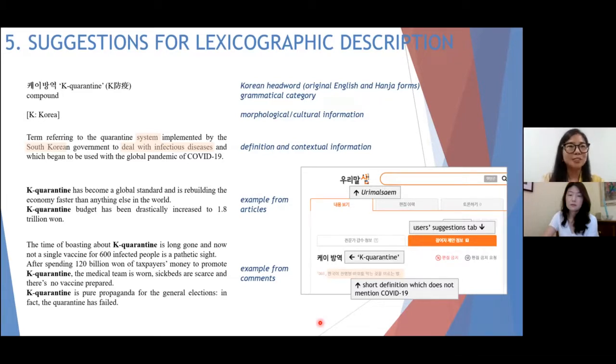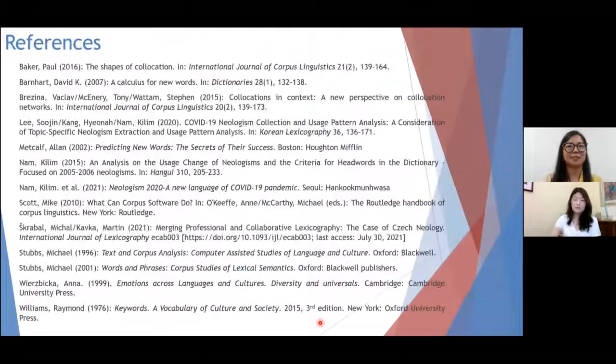So to conclude, this study has shown that the raw language of commenters, which has been dismissed in neology research and by lexicographers in Korea, proves to be more than valid as a language resource in the lexicographic selection and description of neologisms. So these are the references, and thank you for your attention.